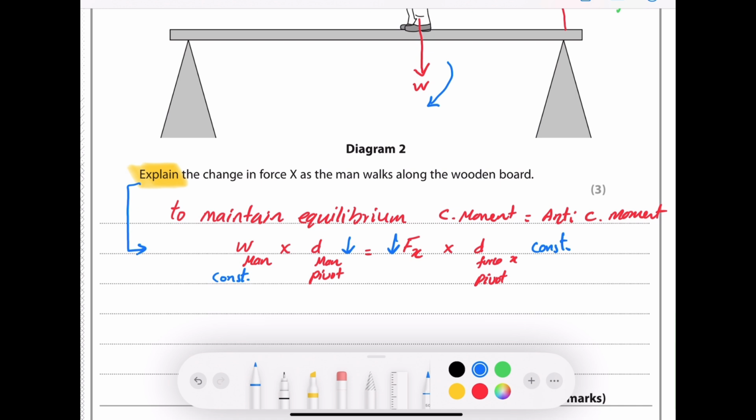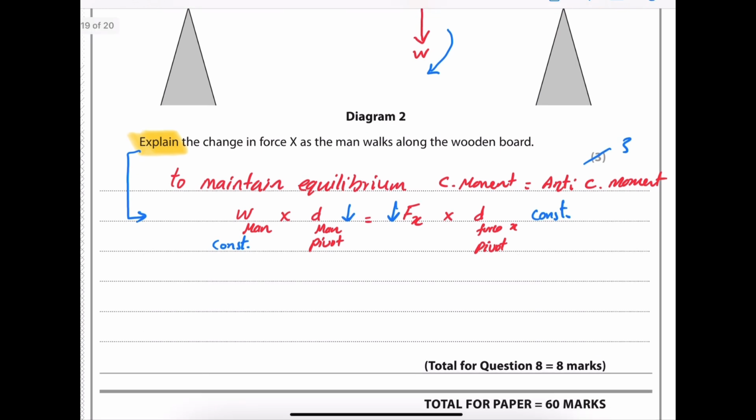So I think we get 3 marks, but it's preferable to show the examiner that the clockwise moment and anti-clockwise moment are equal. You have to write them down and say that the force F of X is going to be less because the perpendicular distance between the weight of the man and the pivot decreases. And do not forget to mention maintaining equilibrium. Hopefully you understand this concept. It's very unique for a physicist to get full marks in moments. It's not an easy concept, my sons and daughters. See you next video.